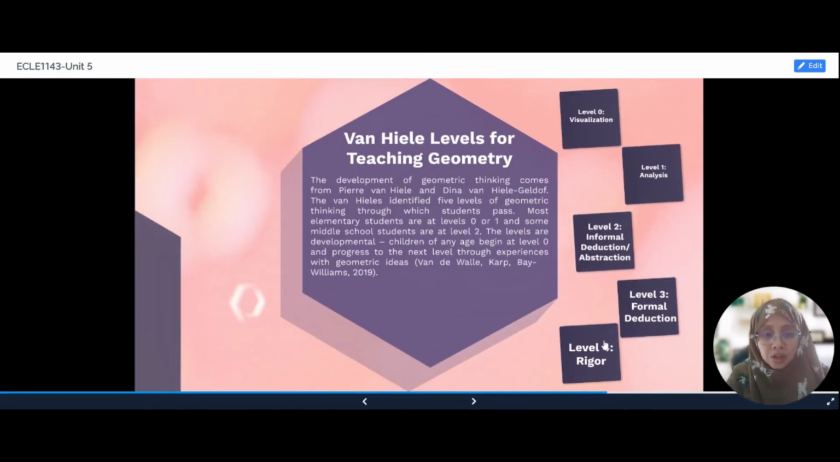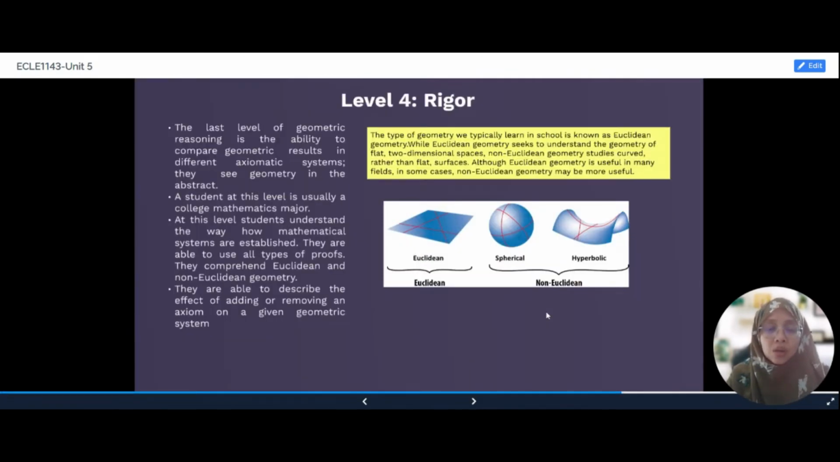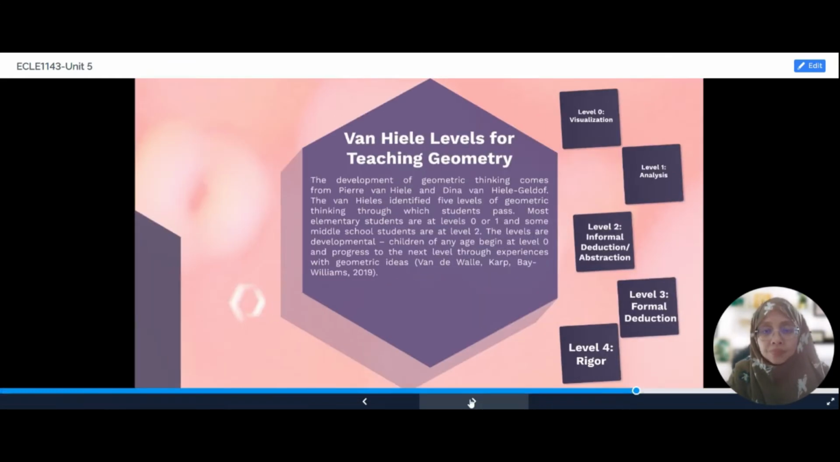And level 4, this is normally for the university level lah, yeah. Because kalau kita orang biasa ni kita belajar Euclidean sahaja, cara nak mengira Euclidean shapes yang macam ni. Tetapi kalau untuk level 4 or rigor, mereka akan belajar this non-Euclidean untuk nak kira shapes, measurement for 3D shapes. Okay, so these are the step by step Van Hiele levels of teaching geometry.